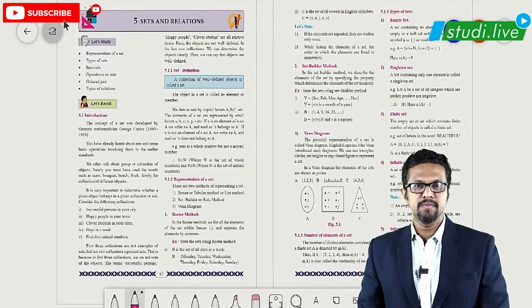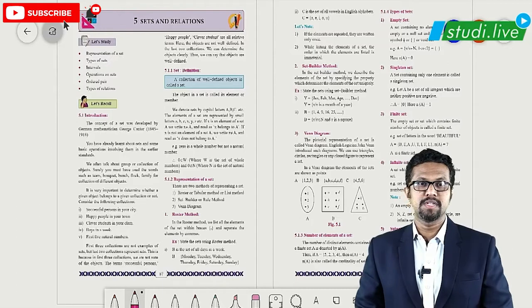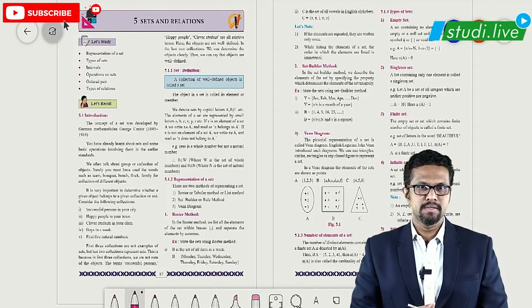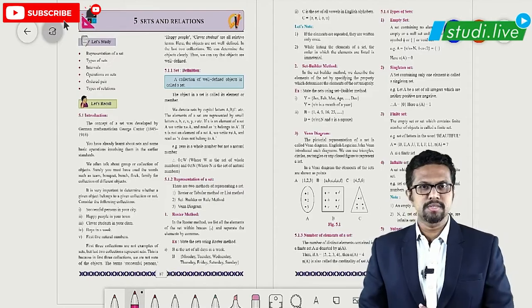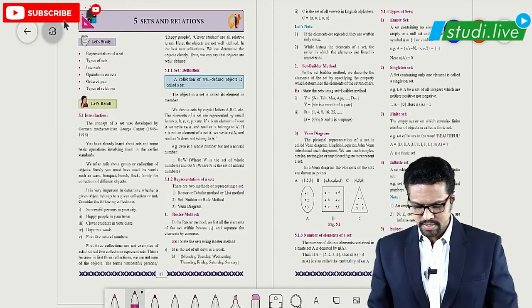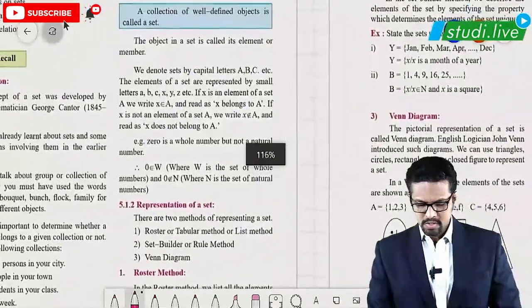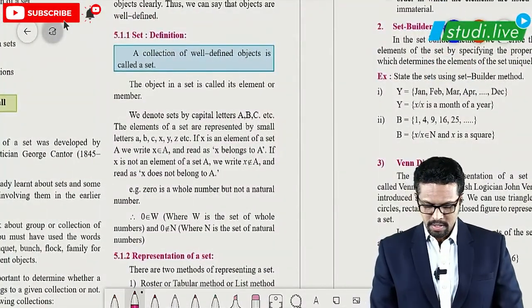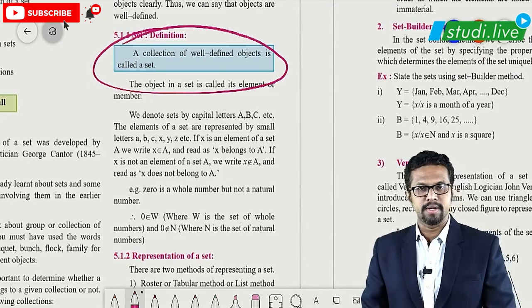In this lecture, we are going to see a quick revision of the chapter Sets and Relations, which is our topic in the 11th standard. So we already know what a set is. This is a quick revision. As you can see, this is the definition: it is a collection of well-defined objects. That is called a set.